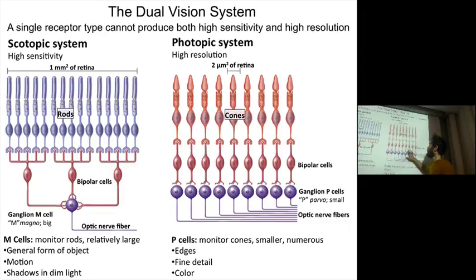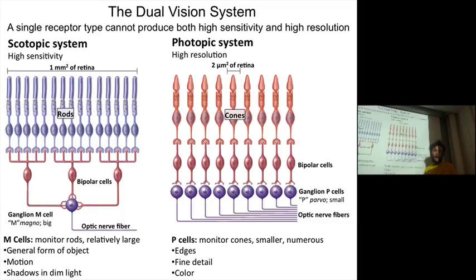Then in the macular region, we have this photopic system, and there's almost a one-to-one correspondence between a cone and the bipolar cell and its corresponding ganglion cell. And these ganglion cells are P cells. P stands for parvo, and that means that's for small. All right, parvo. So this is going to give us information about fine details, the edges of objects. This is going to give us our high resolution.